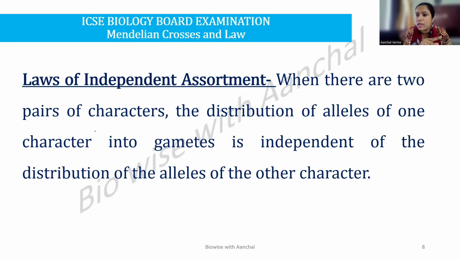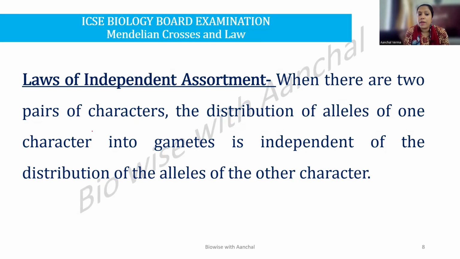In the law of segregation, we are talking about two alleles. Here, we are talking about two different characters or two different genes. So in that case, the alleles were going into the gametes without influencing each other. Here, the alleles of the different characters go into the gamete without influencing each other. So that is the law of independent assortment, very important.